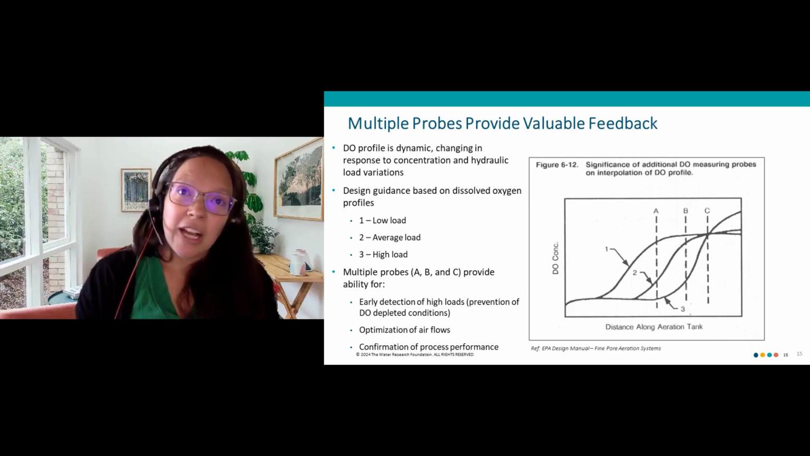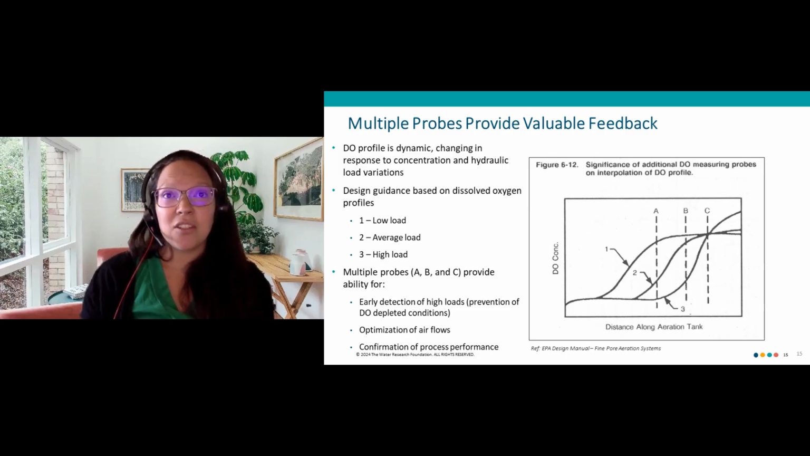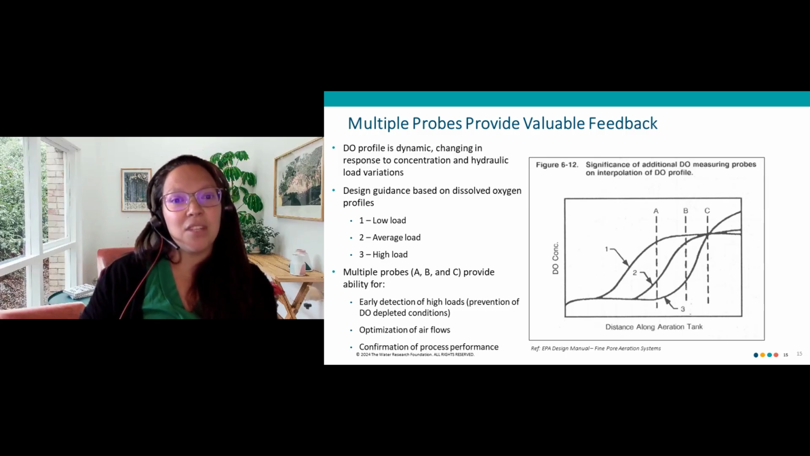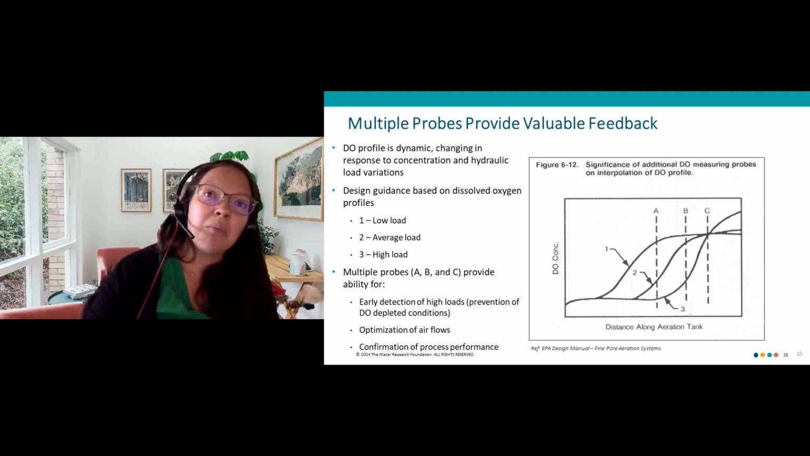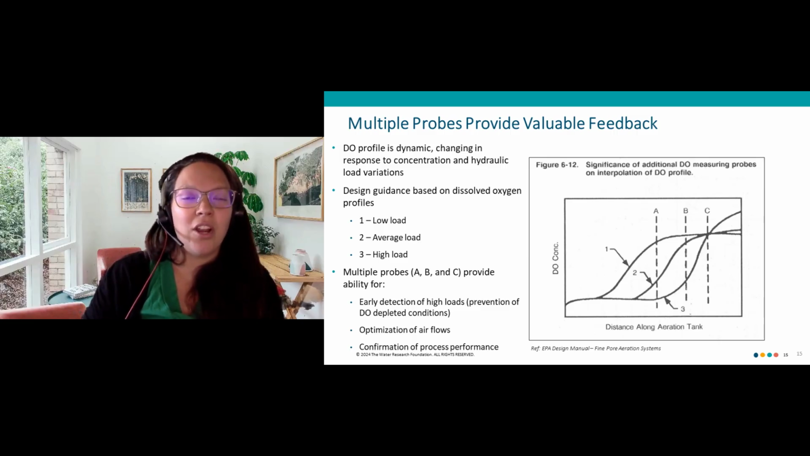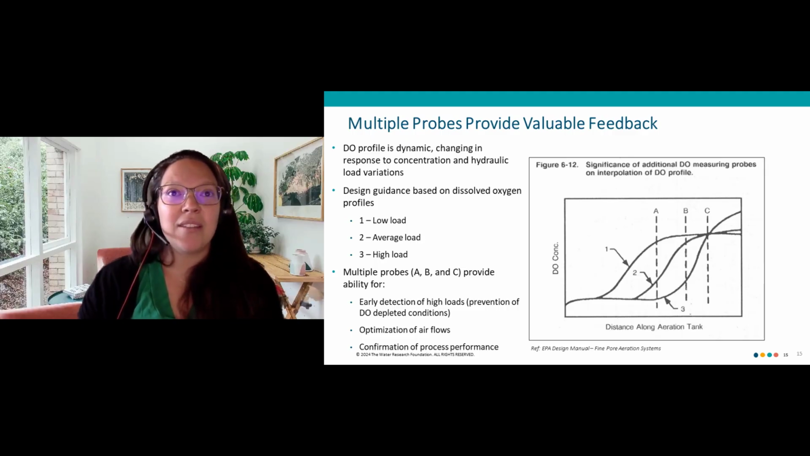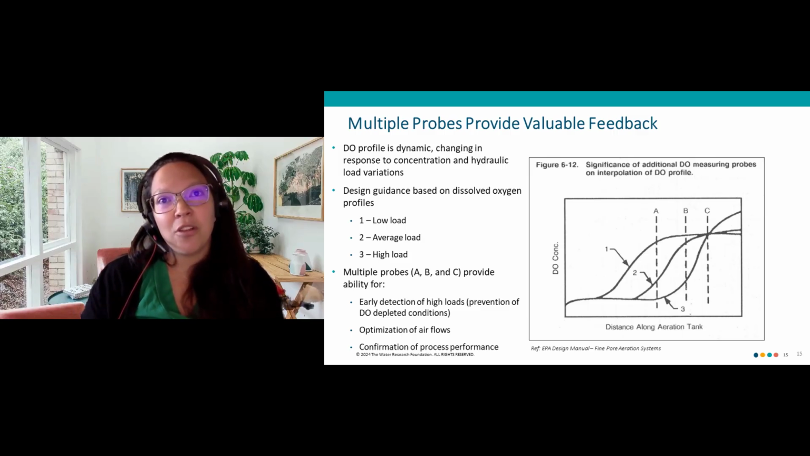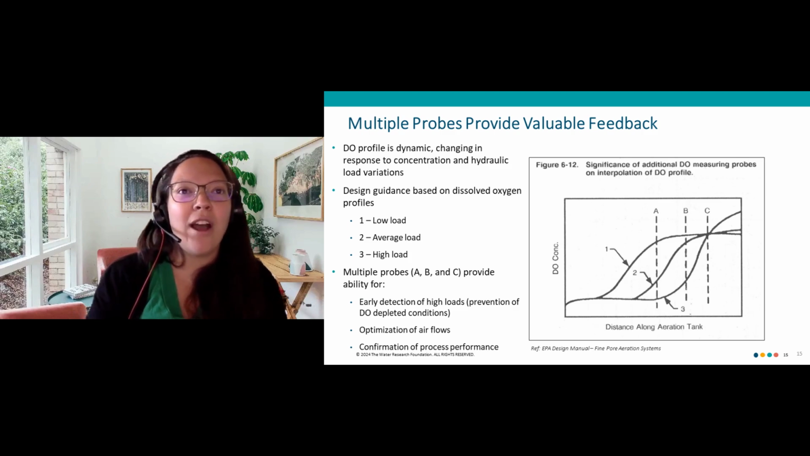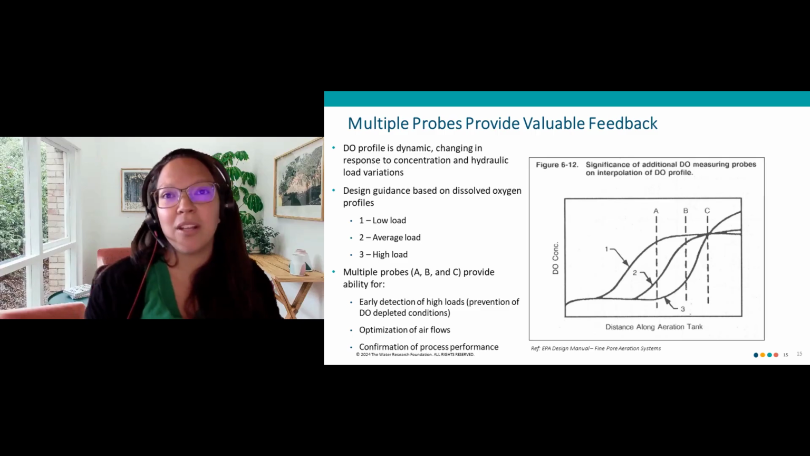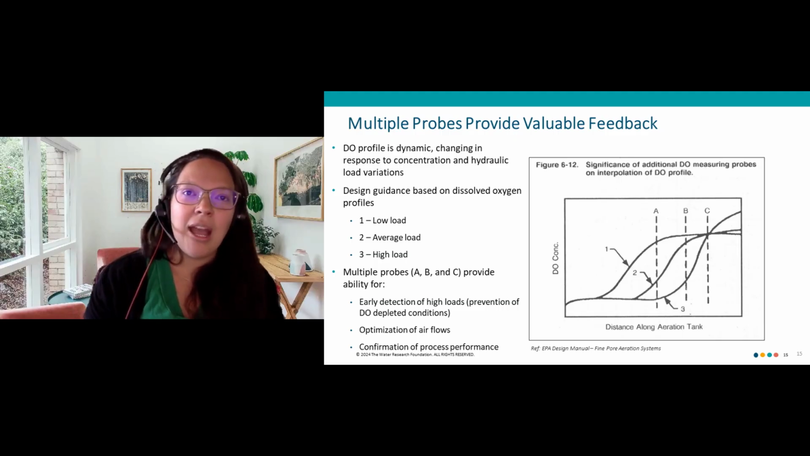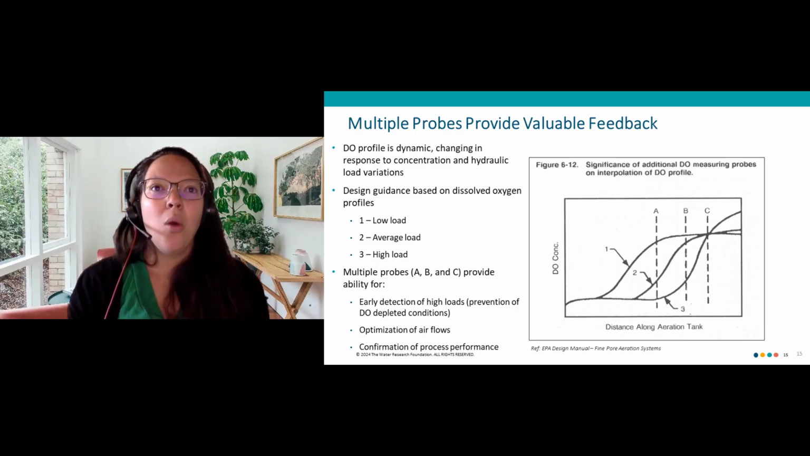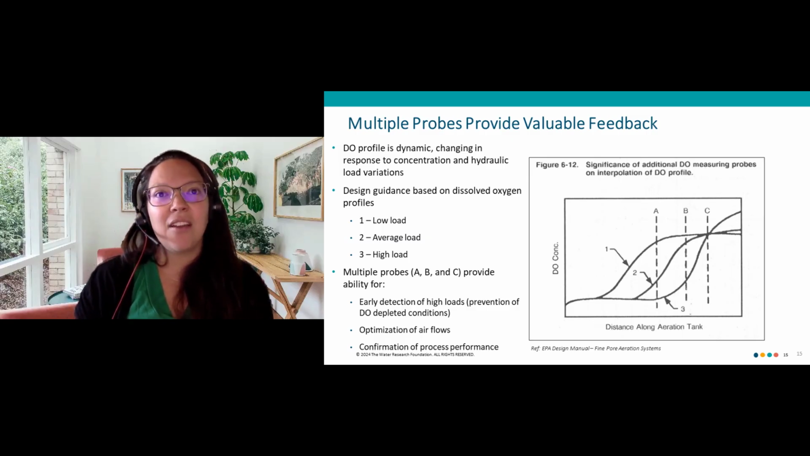So not only is sensor selection important, but the number of sensors installed can also be important. In the case of DO, the profiles are dynamic in plug flow processes and change in response to load variations throughout the day. Multiple probes can also provide design and operational guidance based on DO profiles during low to high loading periods. As shown in the figure on the right, this is a DO profile and what it could look like across an aeration basin during periods of low loading, as in line number 1, or high loading, line number 3, and conceptual vertical dashed lines show where multiple probes could be placed to give the full picture.